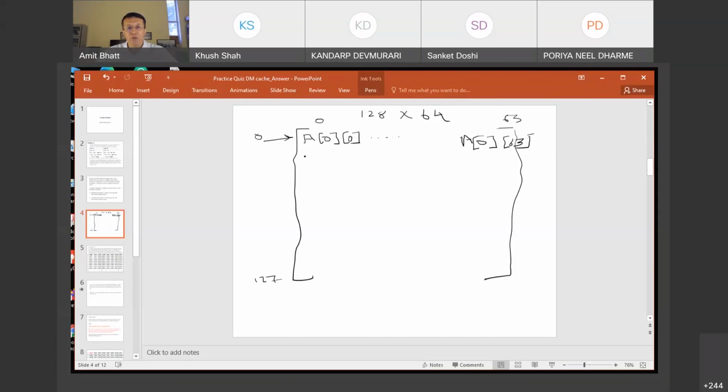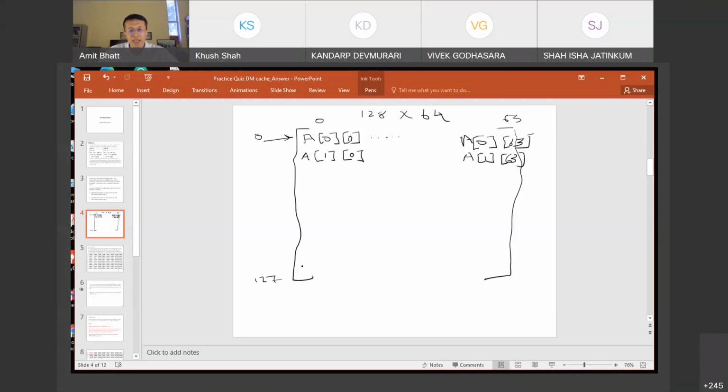Just out of curiosity, what would be the first element of the second row? So let's say A[1][0]. Okay, some people have already answered. I guess there is unanimity. And then, i is equal to 1, and then it will rotate through j equal to 0 to j equal to 63, right? So on and so forth. So now let us look at the last one.